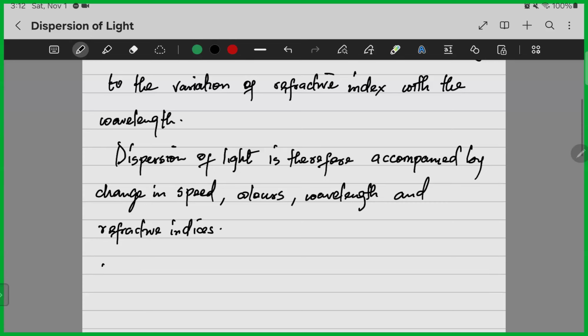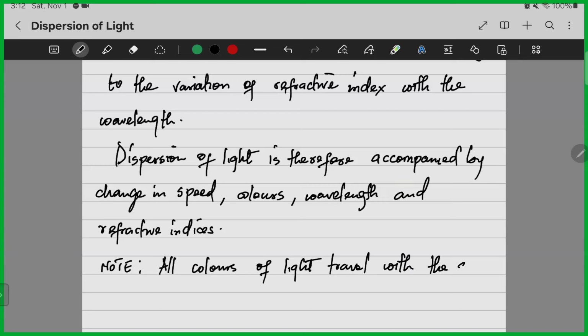But note, all colors of light travel with the same speed in a vacuum.